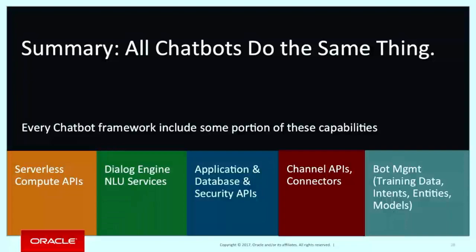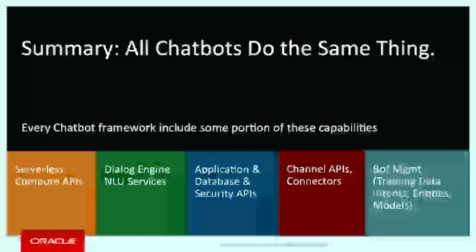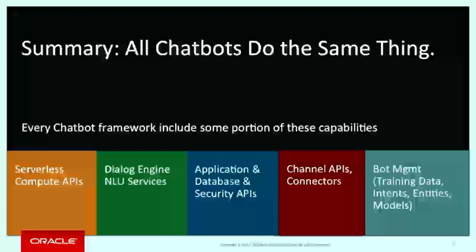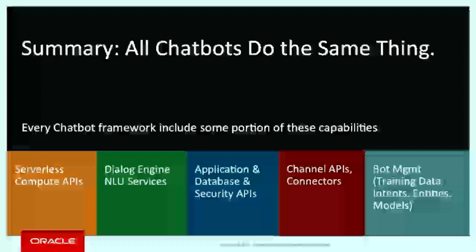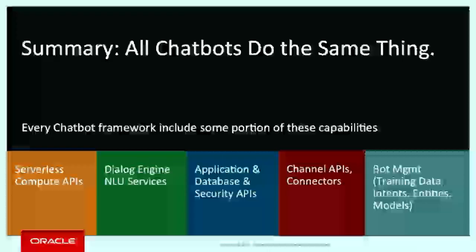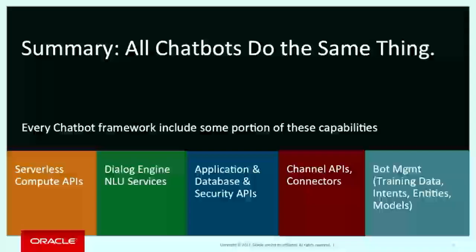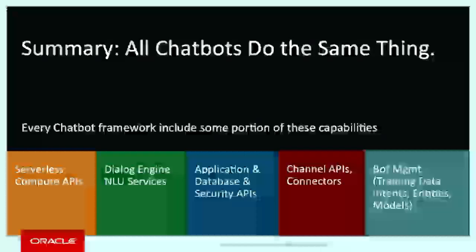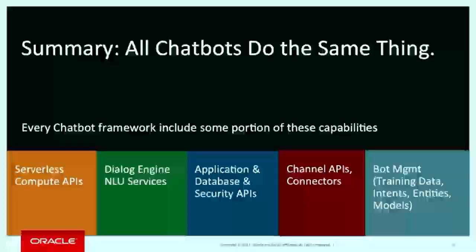They have channel APIs that allow you to hook up to different messenger clients, Facebook, WeChat, and so on. And there is some sort of management interface that allows you to train the system, provide utterances, define entities, and generate the model out of this. So that's typically what a platform will do. There are a lot of handwritten chatbots out there that are advertised by individuals, but frameworks that actually are used within enterprise chatbot development will all provide this. So if they're all the same, then why Oracle?